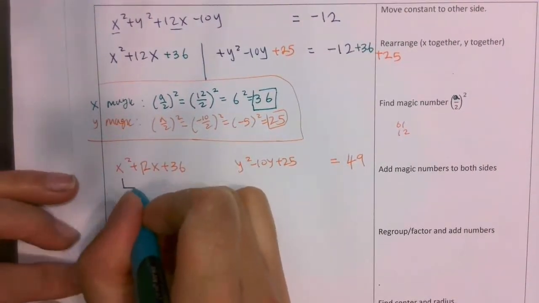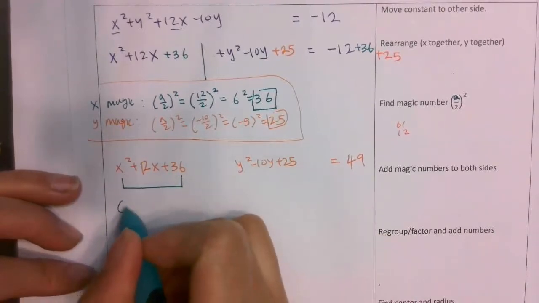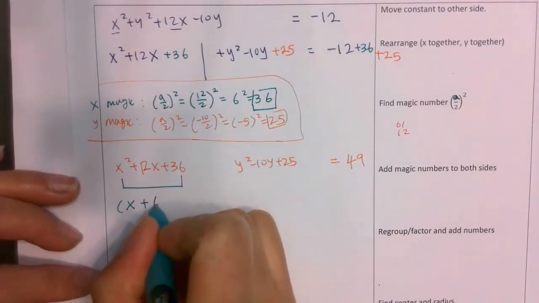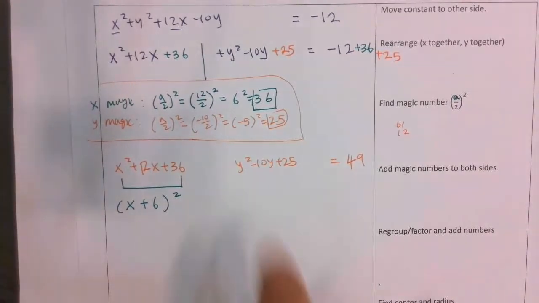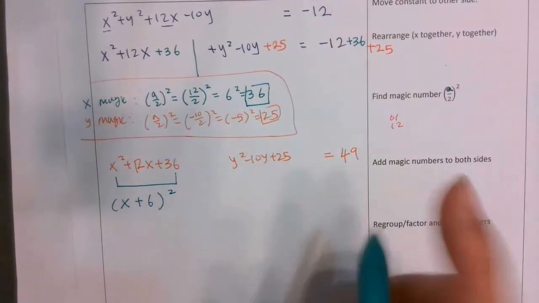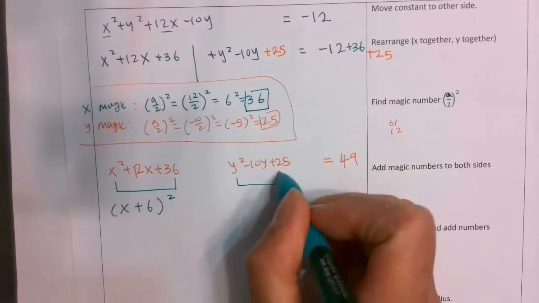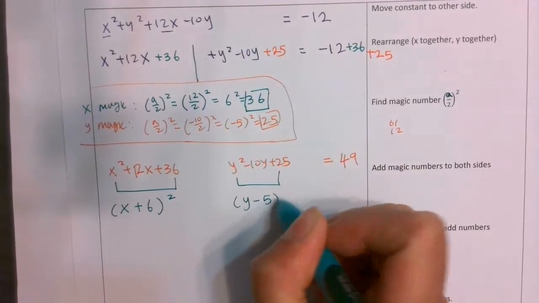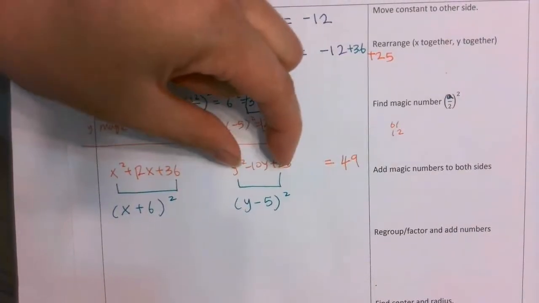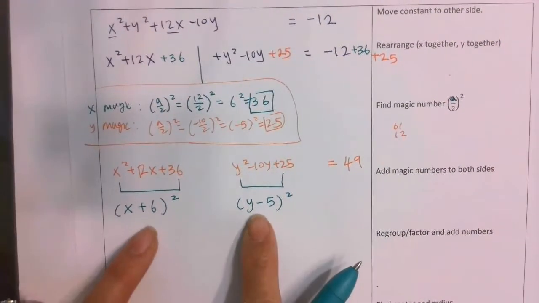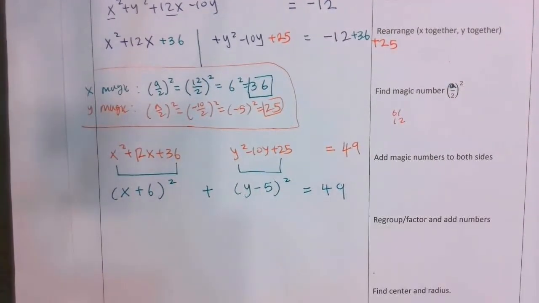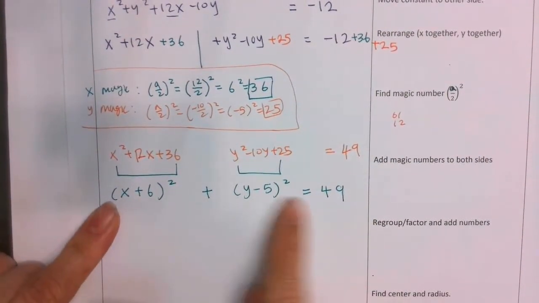Okay, so how am I going to factor this x together? It's going to be x plus 6 squared. You use this number right here. That's 6. What about y? Use this number negative 5. It's going to be y minus 5 squared. If you're not sure about what I'm saying here, you can go ahead and factor with an AC-B chart over here, and you're going to realize that's what you get. So, equal to 49. Well, look at it. That's the equation of the circle.